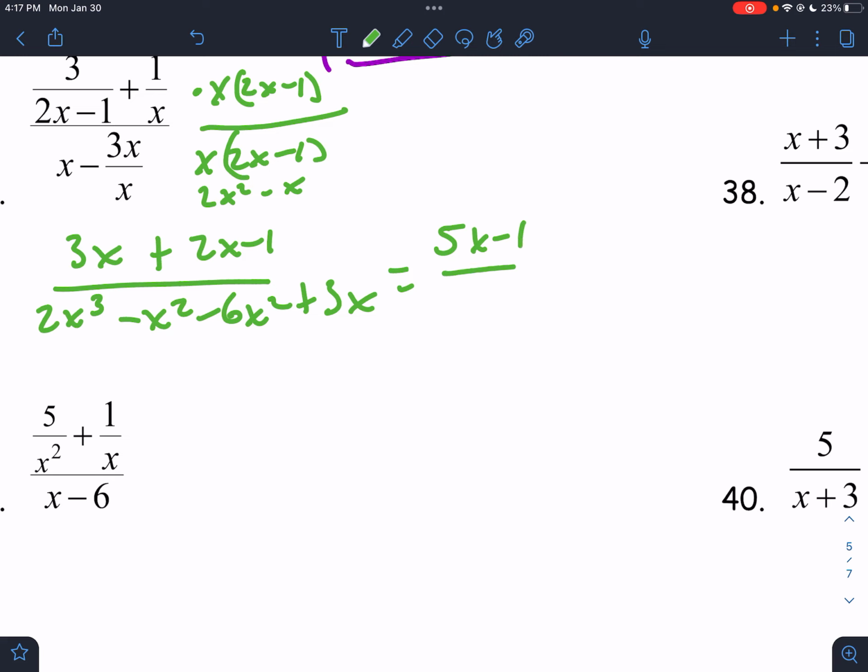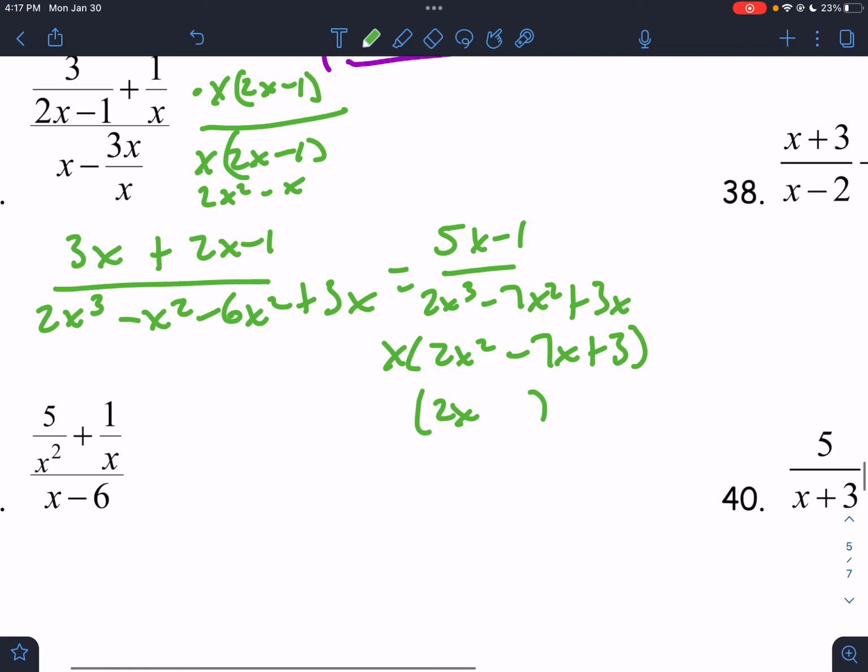On bottom, I have 2x cubed minus 7x squared plus 3x. Pull out the x, I have 2x squared minus 7x plus 3. What factors of 6 add up to 7? It's going to be 6 and 1. So it's going to be 2x and x. I need 6 with a minus 3. It's going to be negative 7 and a minus 1.